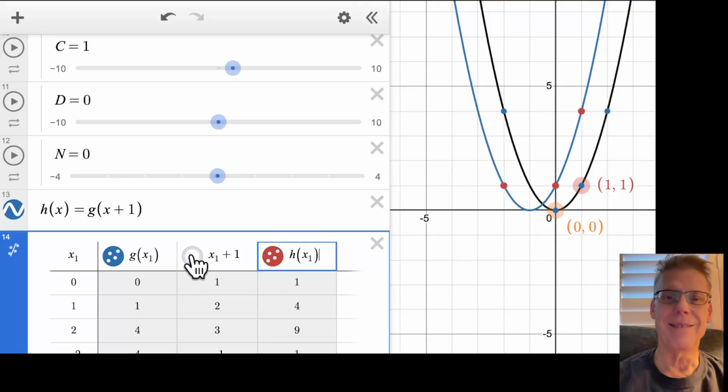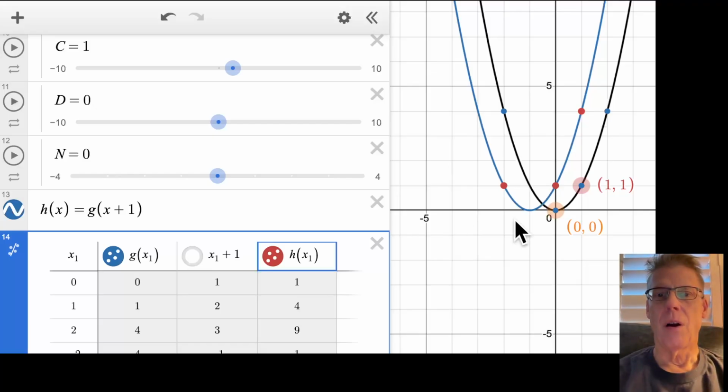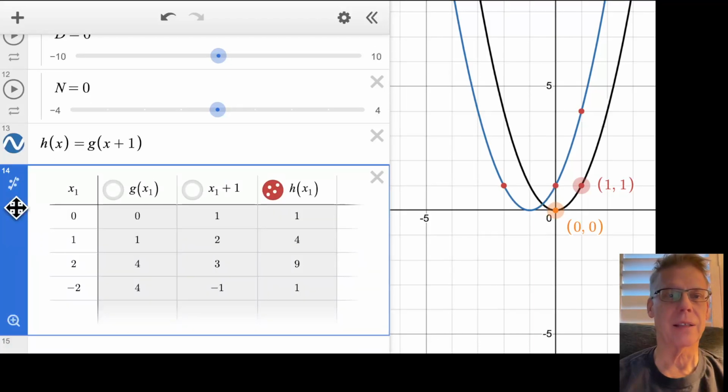And I don't need that, right? I'm just going to look at our original graph. I'm going to turn this off for just a second.